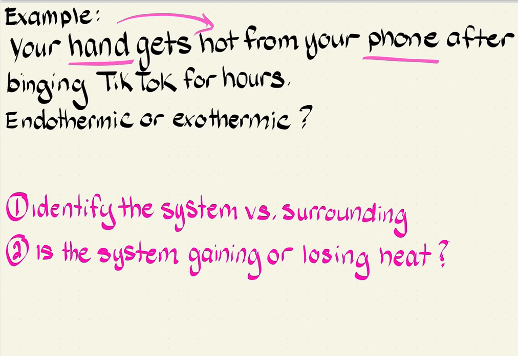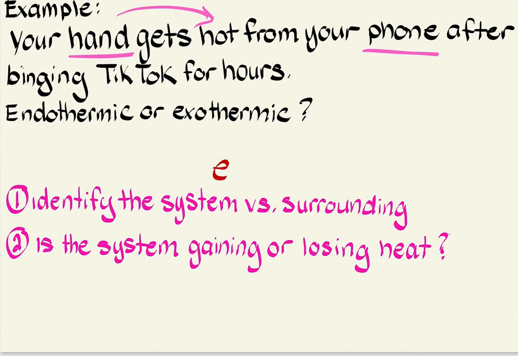So in this case, your hand is the system. Your hand is the main character. That's what's getting hot. A little trick that I used in school, I don't know if everybody's teachers work this way, but my teacher said that whatever they put first in the question is usually the system. So in this case, it is. Your hand gets hot from your phone after binging TikTok for hours. Your hand is getting hotter. Your hand is the system. And because your hand is getting hotter, so it starts cold and it's getting hotter, it is endothermic.